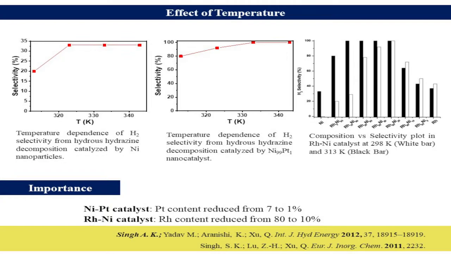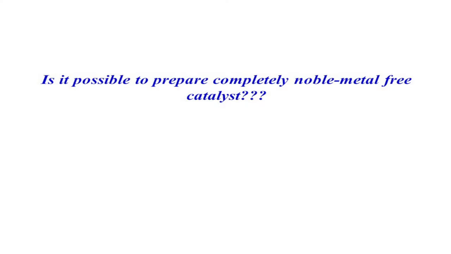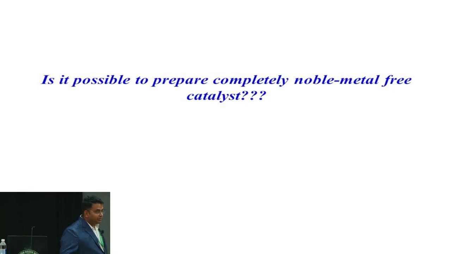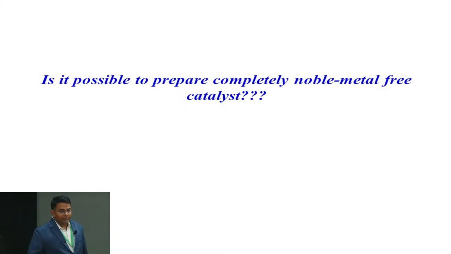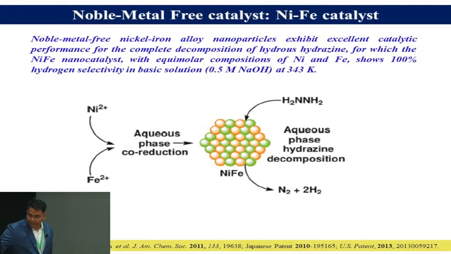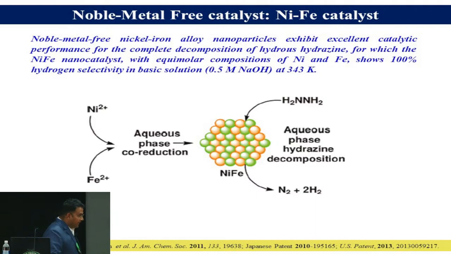With this, is it possible to prepare a completely noble metal free catalyst or not? So we are getting two ideas. One, by changing the composition and making the bimetallic catalyst, we are able to decompose hydrogen to nitrogen and hydrogen selectively. Another is that temperature has a role in selectivity enhancement. Initially, we tried at room temperature for preparation of a noble metal free catalyst and checked its activity for hydrogen decomposition. Later, we prepared noble metal free catalysts and checked their activity at higher temperature also, but we didn't get complete conversion to hydrogen and nitrogen.